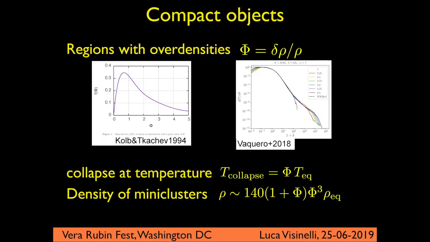There are also compact objects in this scenario. So you have overdensities which would enclose a fraction of your axion energy density within a Hubble volume. These are called axion mini clusters. And these overdensities have been assessed numerically through the same simulation we've seen before. So this mini cluster would collapse at a temperature that's related to the matter radiation equality temperature. And they would have a density that's also associated to the density of the plasma at that time.